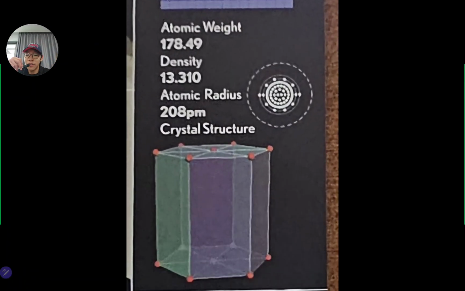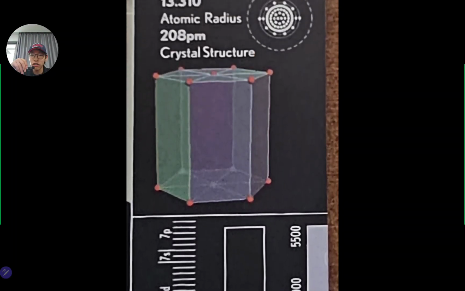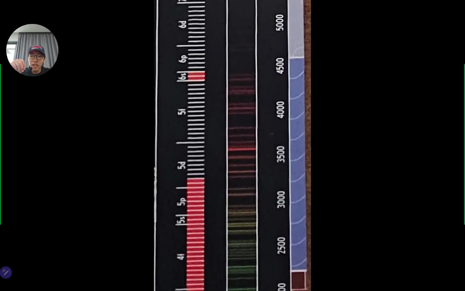Its atomic weight is 178.49. Its density is 13.310. Its atomic radius is 208 picometers, and its crystal structure is a hexagonal prism. We're starting to fill up the 5Ds, but my sanity will probably not remain until the end of this series. Its atomic emission spectrum is more contained in the middle. Also, we still see some parts of it on the left or downside of it.